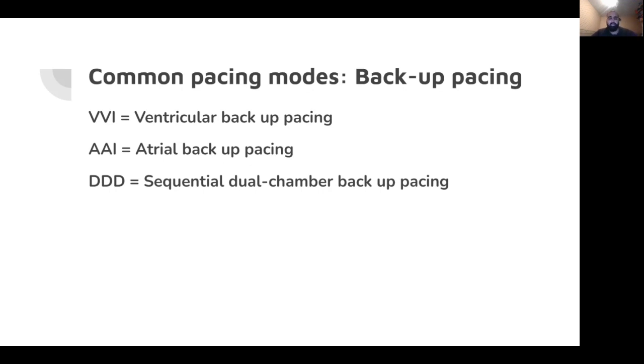Atrial backup pacing is exactly the same, but instead of tracking the QRS complex rate, it will track the P wave rate. So look at the P waves, and again, if the rate at which you have P waves is less than the rate we've put into the pacing box, then the pacing box will start to stimulate the atria until it sees that the P waves are present at the rate that we want them to be, which could be 80, could be 90, could be 60.